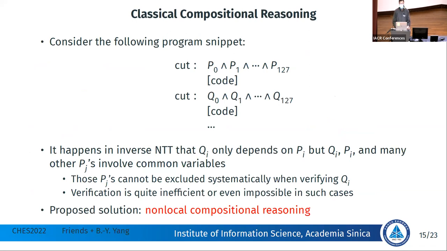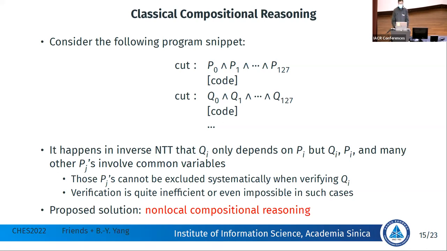So to explain what's the deal with classical and improved compositional reasoning, in classical compositional reasoning, each stage of reasoning only depends on the previous stage. But it's very common that we have a cut that is P0 and P1 and P2 to the P127. And then we have the same ones with Q0, Q1, all the way to Q127. And each Pi can derive each Qi, but they intersect. So you cannot partition them in a meaningful way.